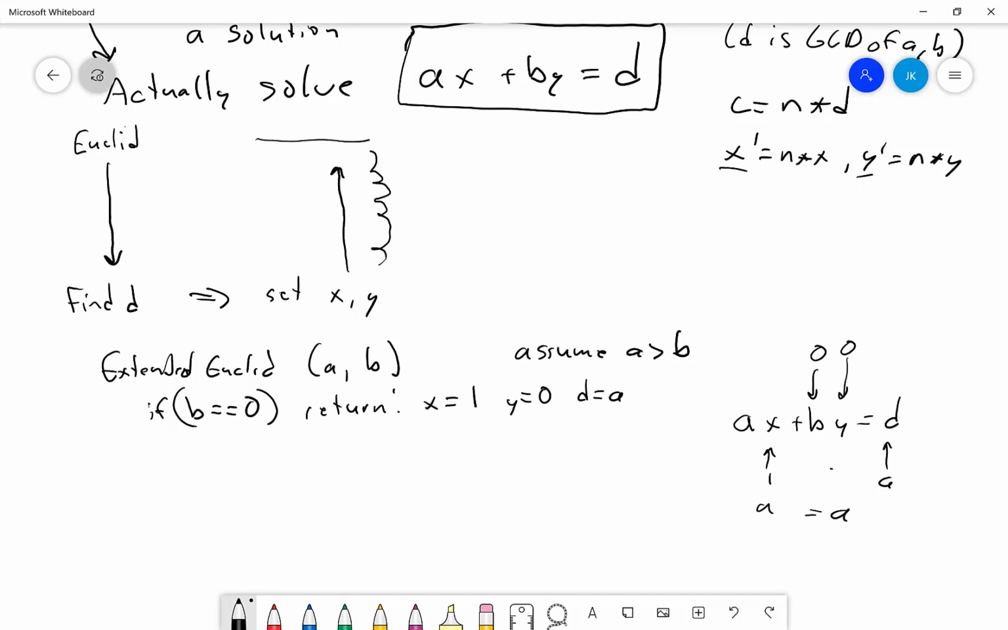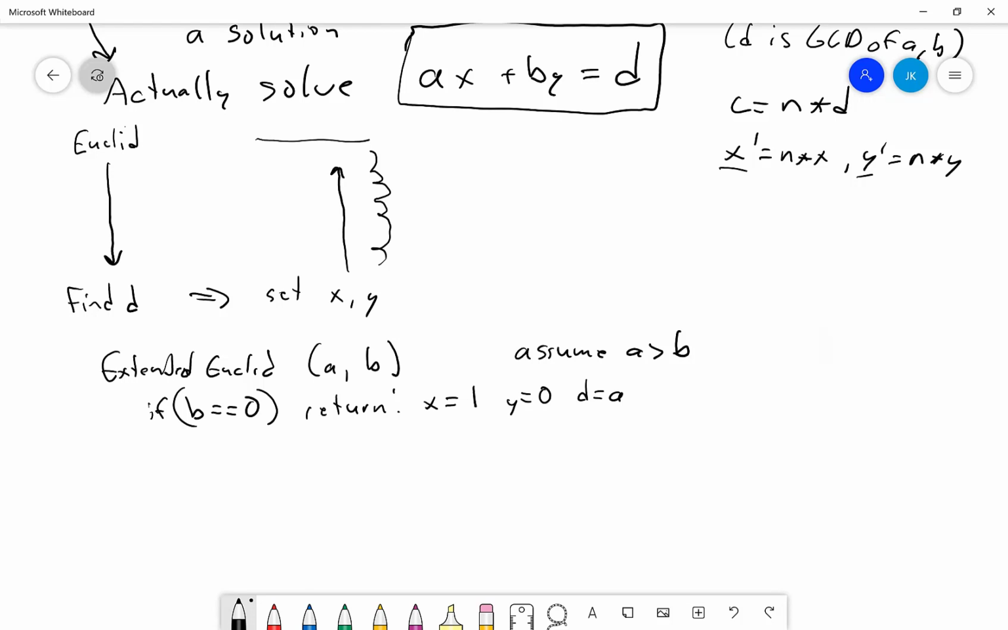So if you call extended Euclid with some value a and b is 0, then we can just return 1 for x, 0 for y, and a for d. A is, remember, our GCD. And everything works just like we would expect. So that base case should be kind of obvious if you think about it.